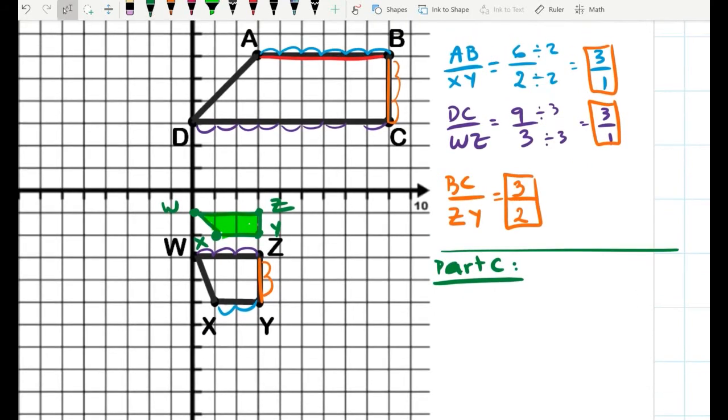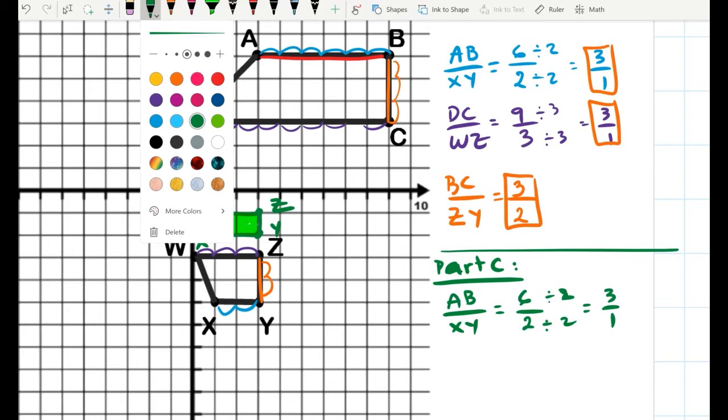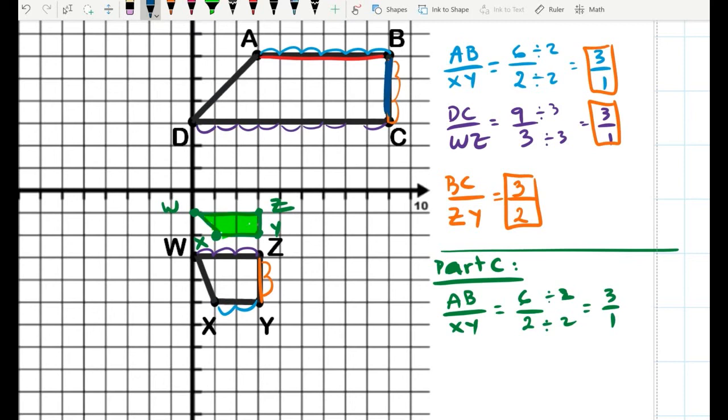Okay, so we're going to check AB over XY. AB, the length is 6 units. XY is 2 units. Reduce it by 2, that will be 3/1. Then we're going to check the second side. Again, it shouldn't be the one parallel to AB. It has to be the one on the side, which is BC. BC over YZ. BC is 3, YZ is 1 based on our new graph. So 3/1, they follow the same scale factor.